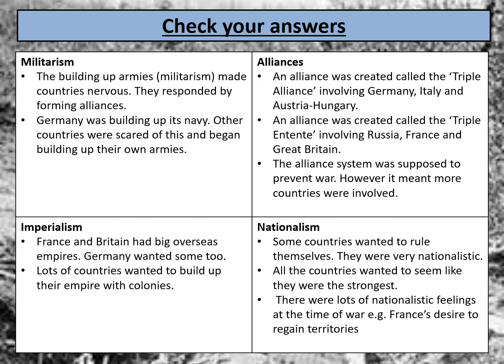In terms of alliances, you should already know about the Triple Alliance and the Triple Entente from earlier in the lesson, but you also needed to write down that the alliance system was supposed to prevent war, but it actually just dragged more countries into it. It meant that more countries got involved. The third one, imperialism, we did the first one together, so you should already have that one down. But the second one that you needed to get down was that lots of countries wanted to build up their empire with colonies of their own.